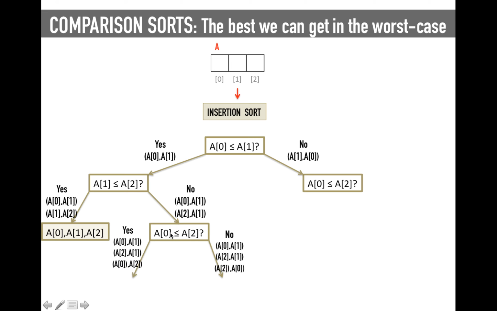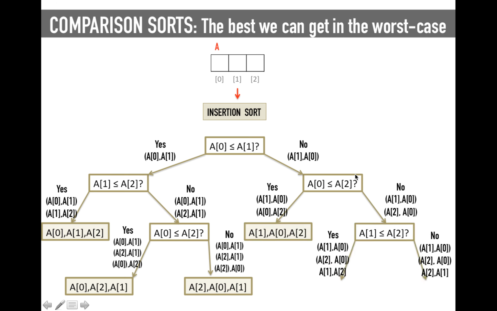Again, we can have yes or no. If it's yes, we know that A0 comes before A1, A2 comes before A1, and A0 comes before A2. So we know that this is A0, A2, A1. And in this case, we have found this other permutation. So the algorithm has already identified how to get to these three different permutations. If we follow the same reasoning for this other part of the tree, we will get the other ones. So we are going to speed up here. And this is the way you build the decision tree for insertion sort for three elements. So let's clean this up.